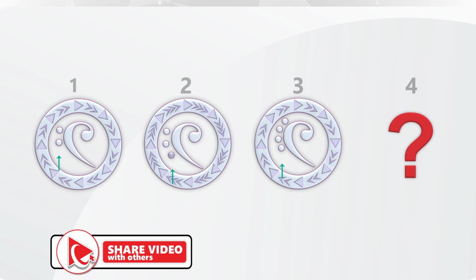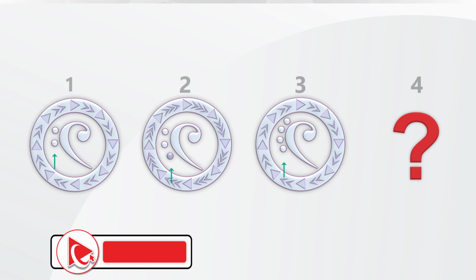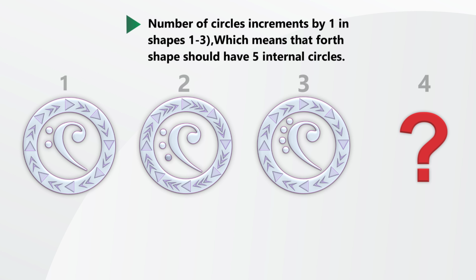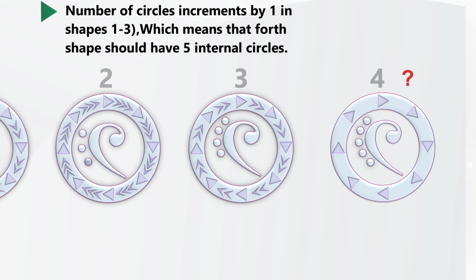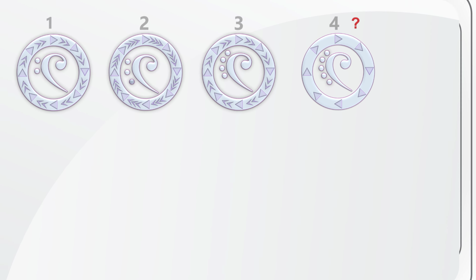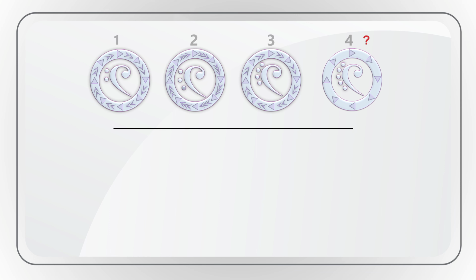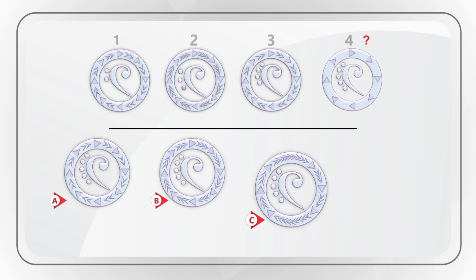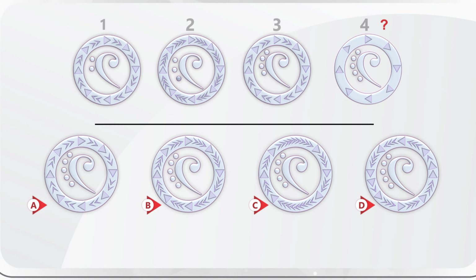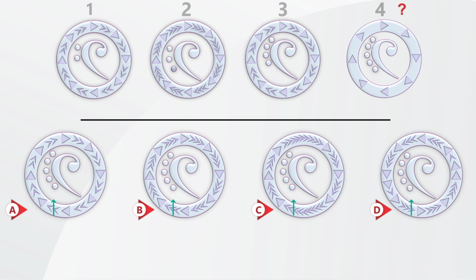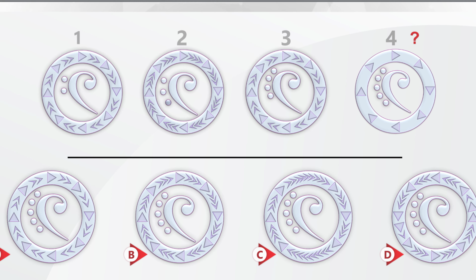Number of circles increments by 1 in items 1 through 3. For example, item 1 has 2 circles, item 2 has 3 circles, and then item 3 has 4 circles, which means that item 4 should have 5 circles. Well, guess what? I was so excited to select the final answer just based on this finding, but then I noticed that all choices A, B, C, and D, they all have 5 small circles inside, which leads us to conclusion that number of checks between triangles defines the final answer.